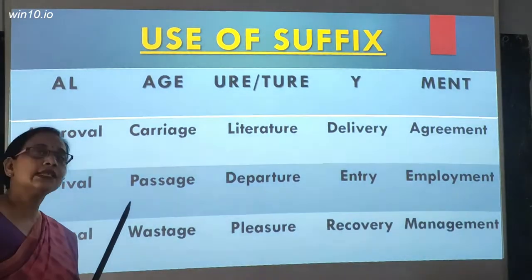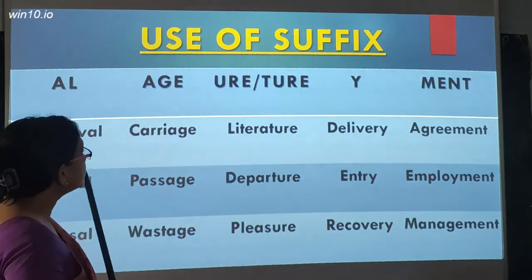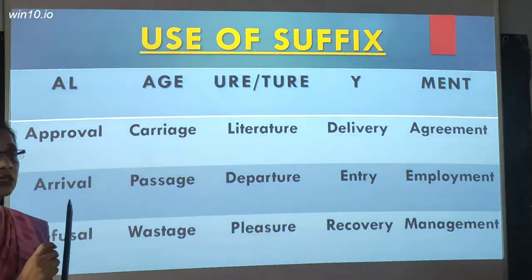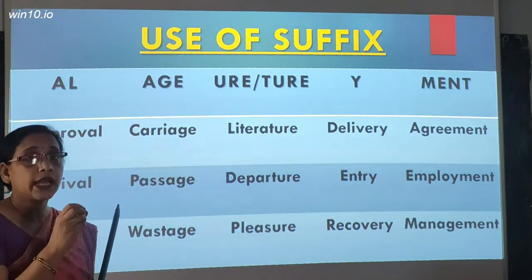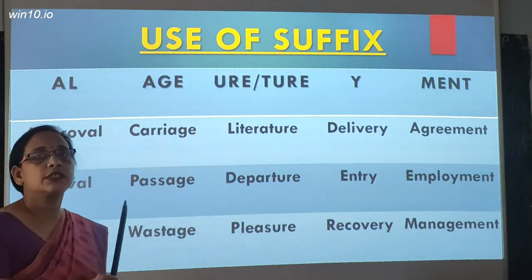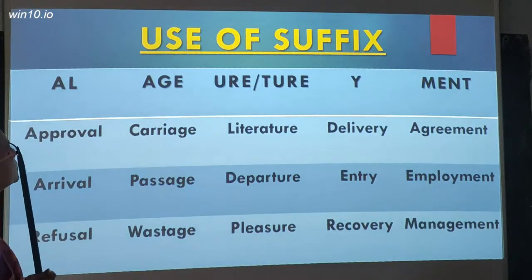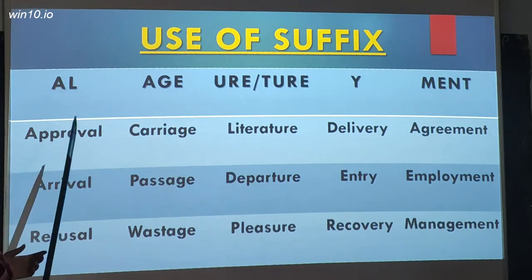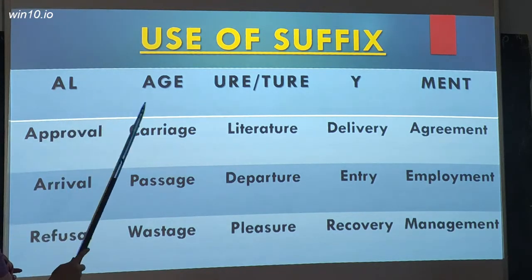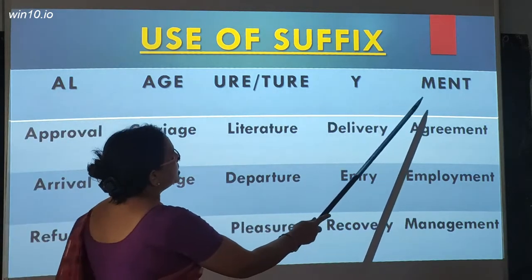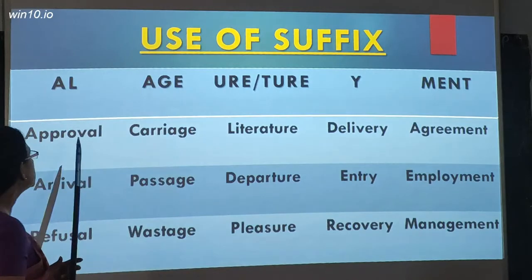Now we will discuss suffixes. As we all know, suffixes are some syllables which are added to make new words, but after the root words or after the primary words. So now look at the examples. We will have syllables like al, age, ure, ture, y, ment. And these are the examples.